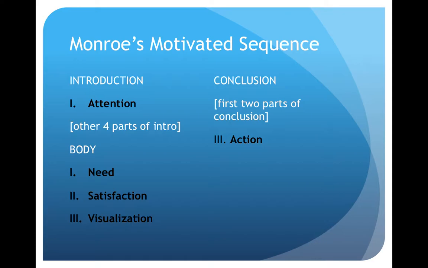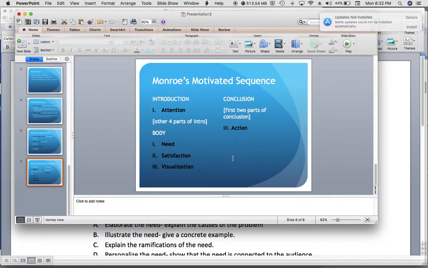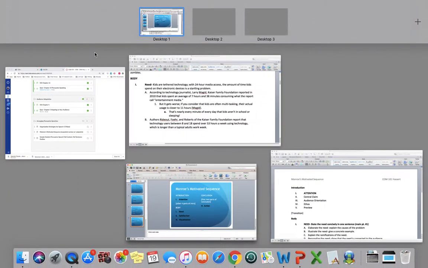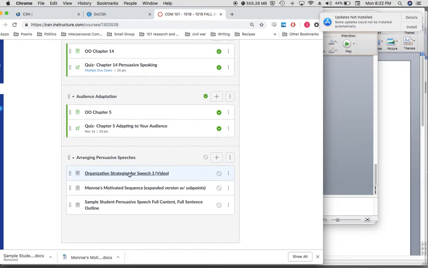I want to take a moment now to show you a resource that is going to be very useful for you. I have a handout, and you can find it in the modules. Here's the video we're watching under Arranging Persuasive Speeches. Below that, you'll find the handout called Monroe's Motivated Sequence, expanded version with subpoints. And below that, you also want to know about the sample student persuasive speech, full content, full sentence outline, which uses the Monroe's Motivated Sequence that's described in this one here.